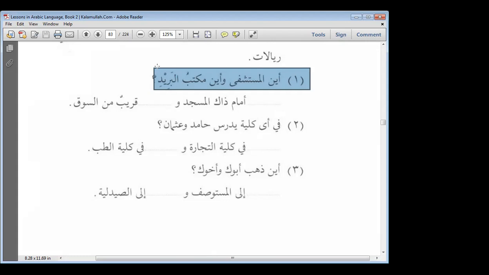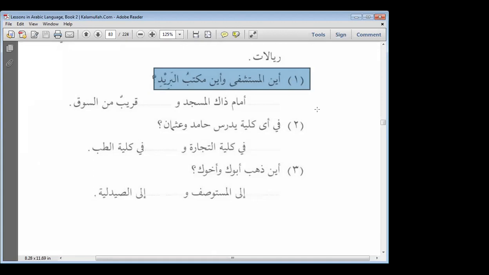All right. So let's see how we do it in this example, right? Ayna al-mustashfā wa ayna maktab al-barīdi? Where is the hospital and where is the post office? We did this last week, but we're doing it as a refresher again, right? Where is the hospital and where is the post office? So the answer is amma al-mustashfā again.